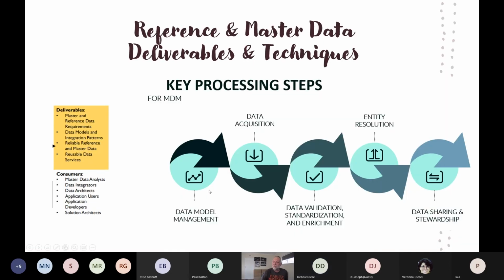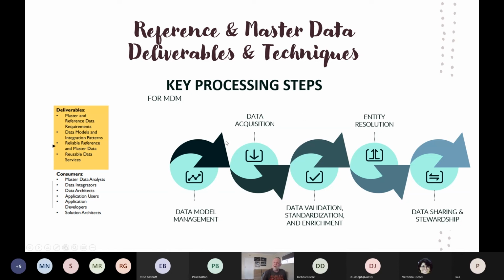Yes. Okay, so let's have a look at, I'm just going to use master data just to give you an example. Here are my key deliverables and my consumers, and then these are my key processing steps. So this is part of Paul's course that he's doing. It is defined in the DMBOK, but Paul's put a fancy visualization on. And basically the key processing steps for master data, please remember it's not the same as for reference data, is the data model management, then data acquisition, data validation, standardization and enrichment, entity resolution, and then data sharing and stewardship.